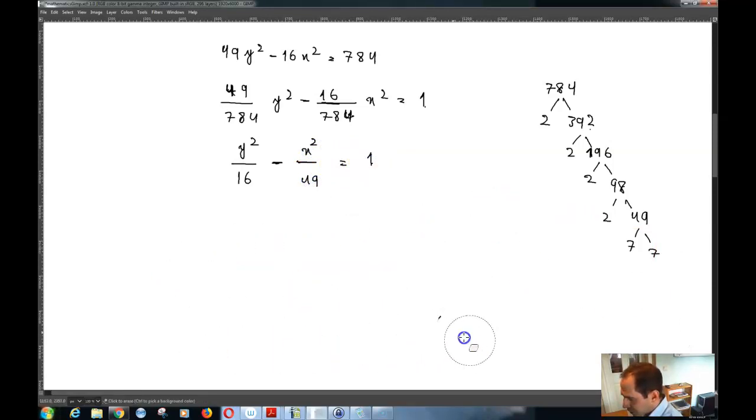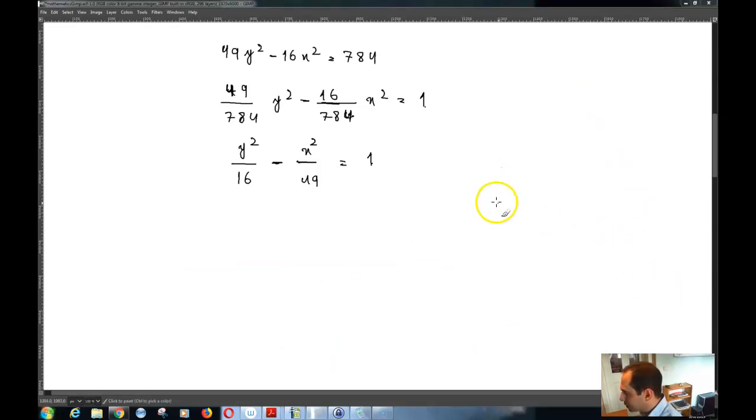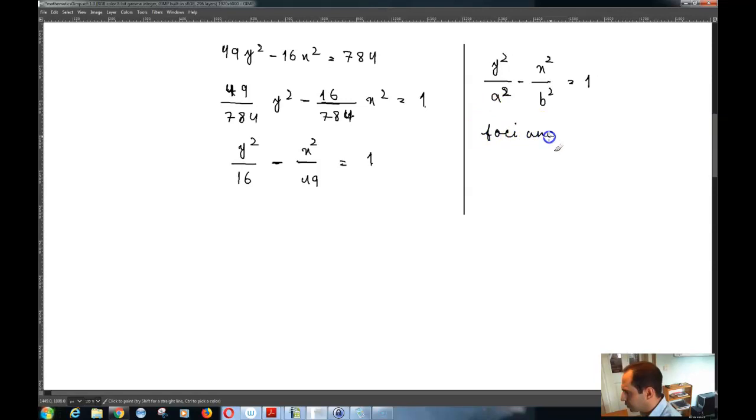So now our equation is in the form of y squared over a squared minus x squared over b squared is equal to 1. And so that means that the foci and vertices are along the y-axis. If I compare these two equations, I get a squared is equal to 16, that means a is equal to 4, and b squared is equal to 49, which means that b is equal to 7.